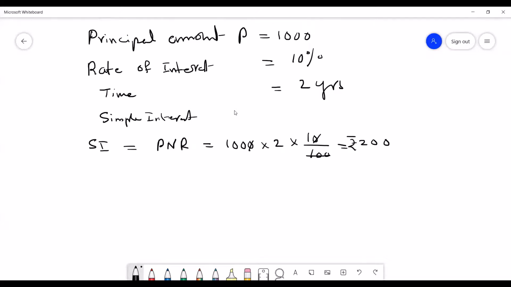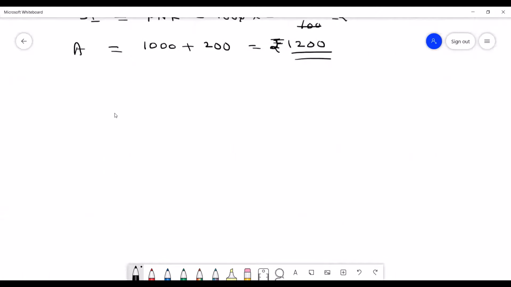That is, after 2 years, the amount to be paid is principal amount plus the interest. It means he has to pay 1,200 against 1,000 rupees that he borrowed at the end of the 2 years. Now let us come to the difference between simple interest and compound interest.